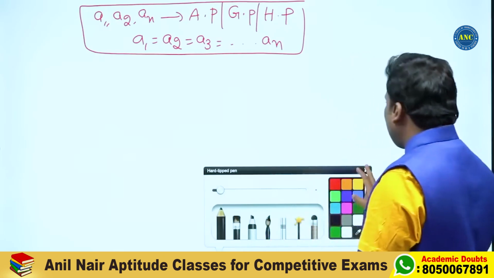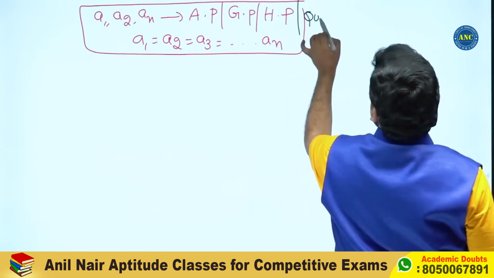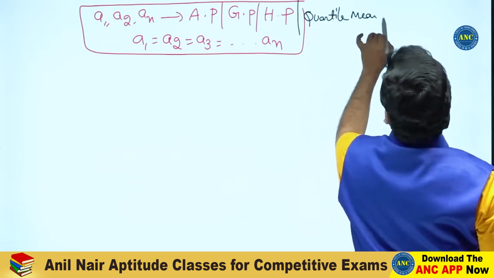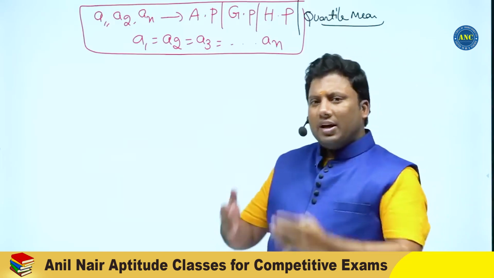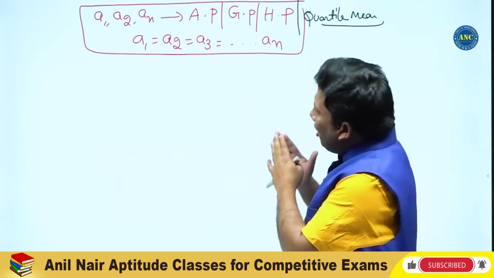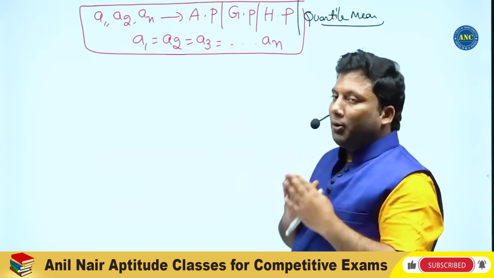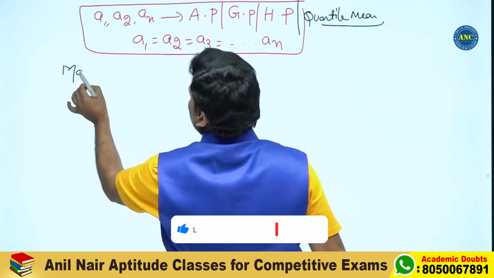There is also another one, the quartile mean. For CAT, we will discuss. A1, A2, up to AN: if the variables are equal, then the numbers are said to be in arithmetic progression, geometric progression, and harmonic progression. Especially maxima and minima related problems.